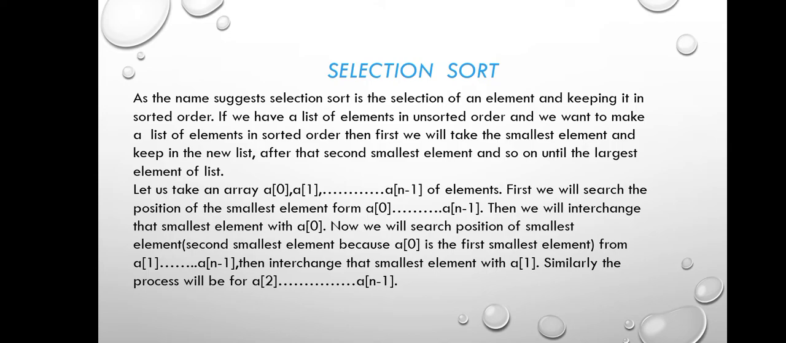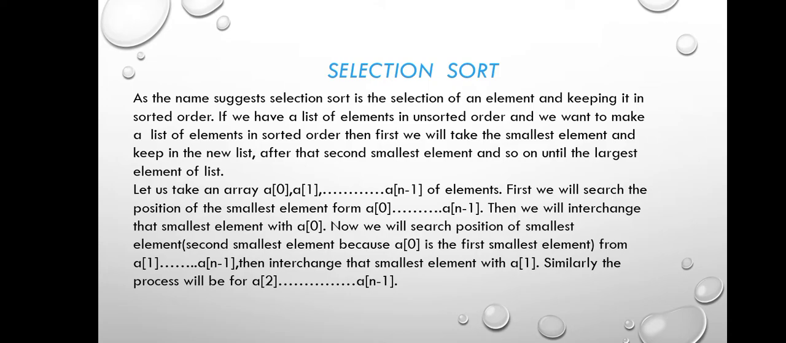Selection sort, as the name suggests, is a selection of an element and keeping it in sorted order. If we have a list of elements in unsorted order and we want to make a list of elements in sorted order, then first we will take the smallest element and keep it in the new list, then the second smallest element, and so on until the largest element of the list.